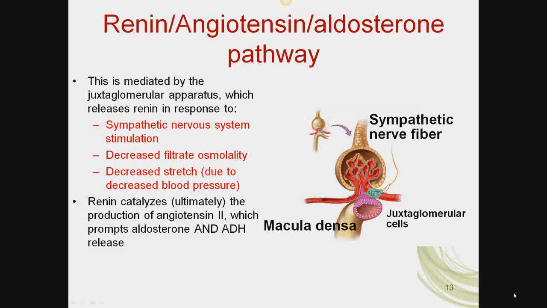In addition to the RAA pathway, you can see in this picture a sympathetic postganglionic nerve fiber that is terminally synapsing on the juxtaglomerular cells. And this sympathetic nerve fiber can directly lead to the release of renin. So between the stretch receptors and the sympathetic nerve fiber, we can certainly get a lot of renin release, angiotensin II production, and aldosterone production.